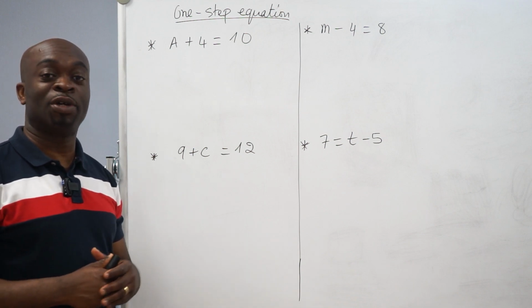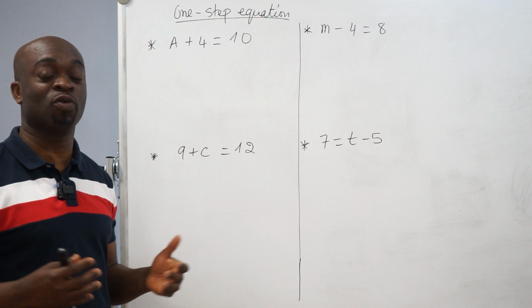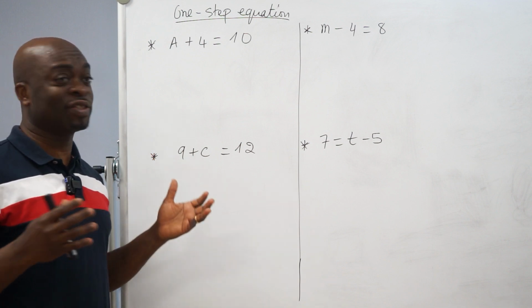One-step equation. We have one-step equations, we have two-step equations, and we have multiple-step equations after that, okay? One-step equation, that means what?